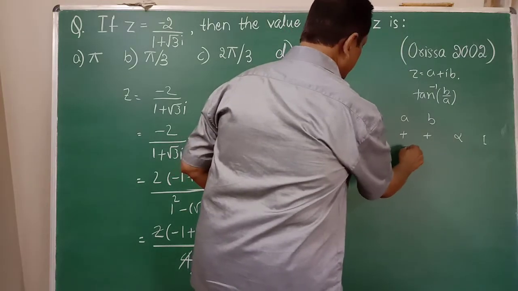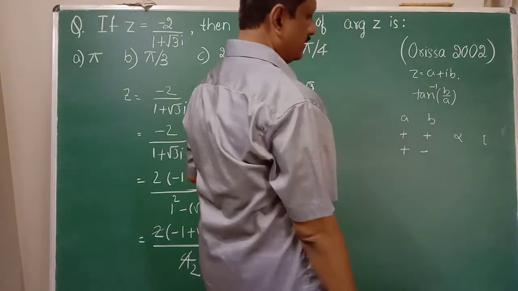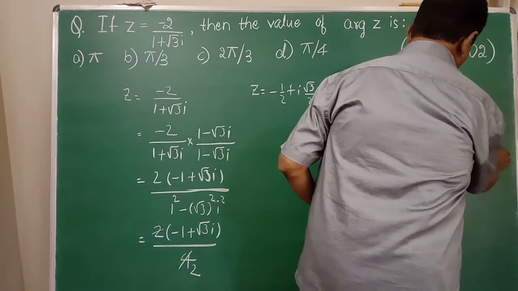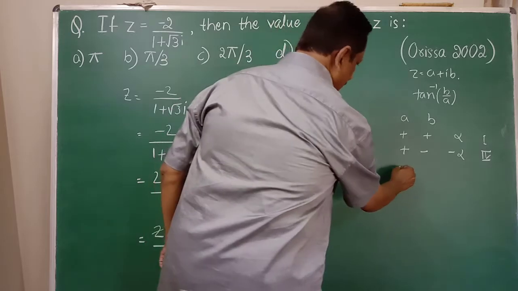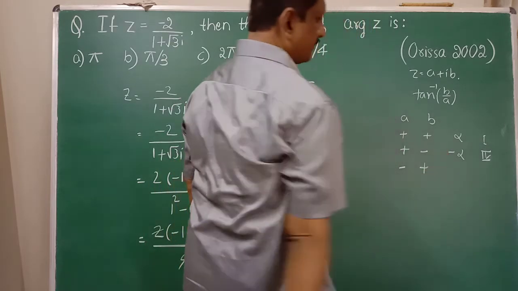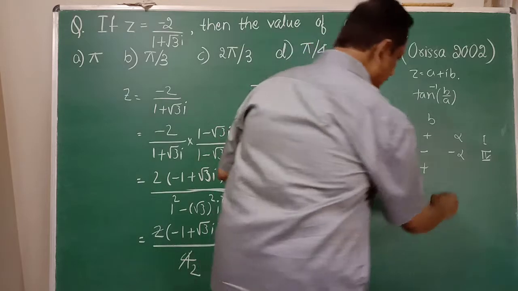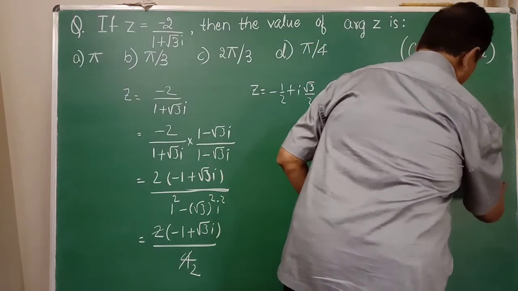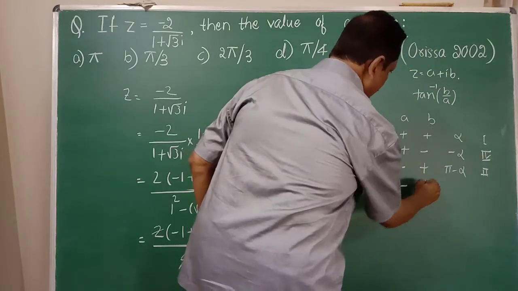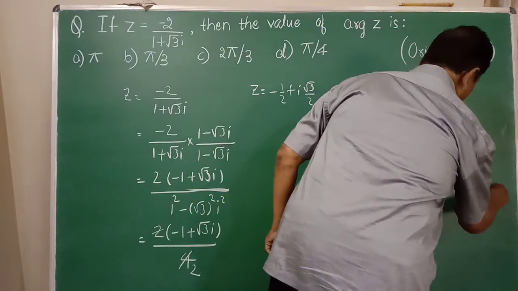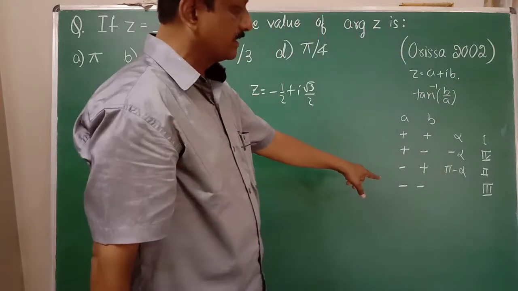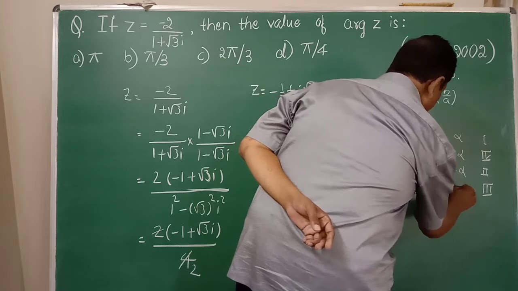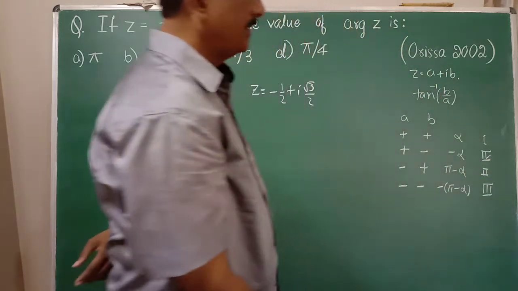If cos is positive and sin is negative, then it is minus alpha, it comes under the fourth quadrant. If a is negative and b positive, it comes under the second quadrant, hence pi minus alpha. Suppose both are negative, a negative and b negative, it comes under the third quadrant. In that case, you take minus of pi minus alpha.